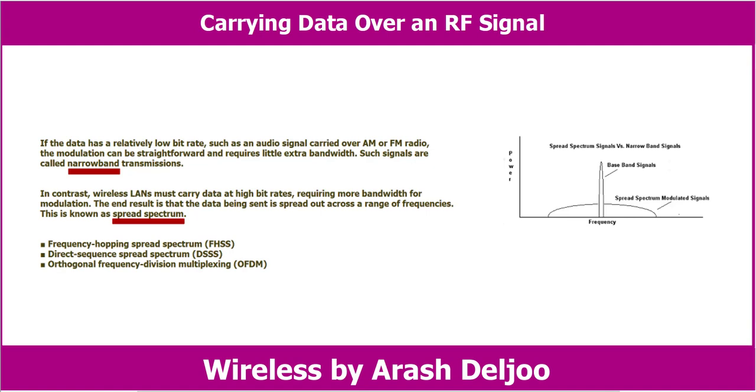The end result is that the data being sent is spread out across a range of frequencies. This is known as a spread spectrum. At the physical layer, wireless LANs can be broken down into the following three spread spectrum categories, which are discussed in subsequent sections in this video. First, frequency hopping spread spectrum, or FHSS. Second, direct sequence spread spectrum, or DSSS. And finally, orthogonal frequency division multiplexing, or OFDM.